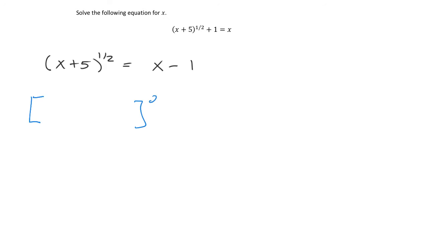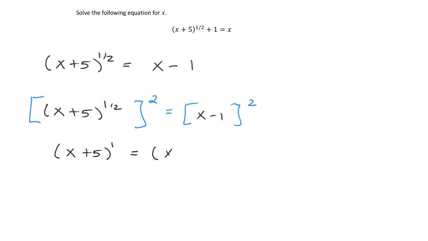So if I square the left and I square the right, let me just copy those sides down. I'm just using a bracket and a parenthesis because I have two different symbols happening at once, but really what this means is I'm squaring both sides. On the left, I have 1/2 times 2, and that multiplies to just 1. So that's really x plus 5 to the first power. And on the right, I have (x minus 1) squared. On the left, I don't need that exponent of 1 or the parentheses. It left me with just x plus 5.